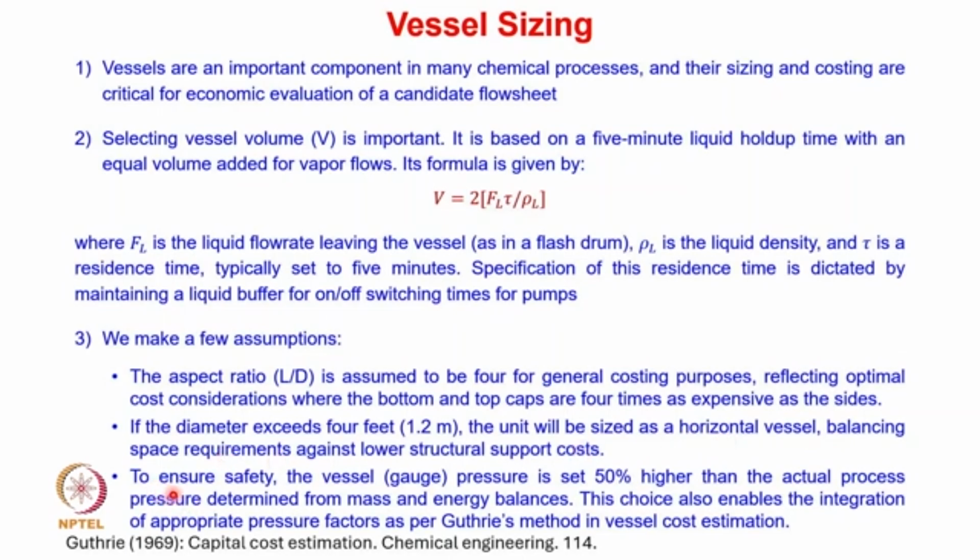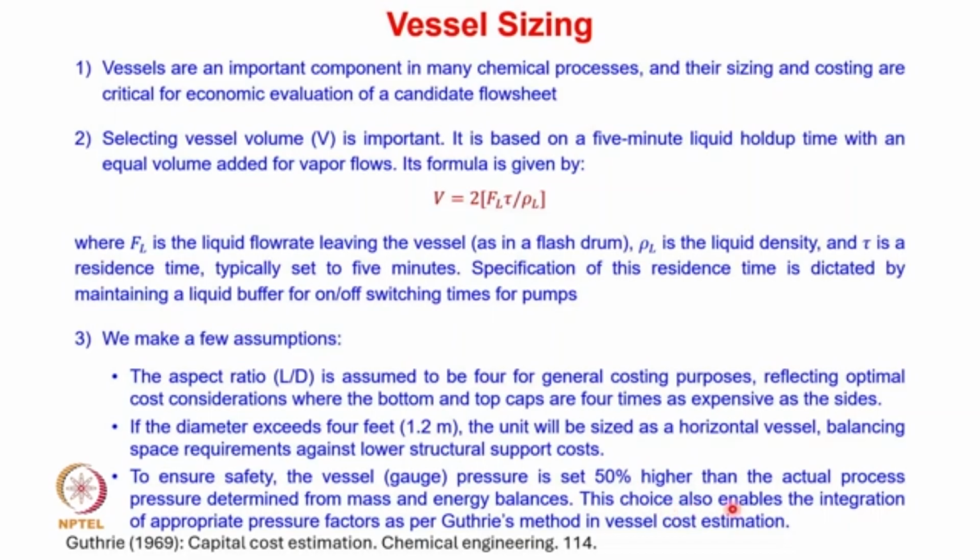The third point here is to ensure the safety. The vessel pressure in gauge is set 50% higher than the actual process pressure determined from the mass and energy balance. So this is a safety factor we have to utilize. So the maximum pressure which the pressure vessel should withstand should be 50% higher than the actual pressure which we are calculating from the mass and energy balance.